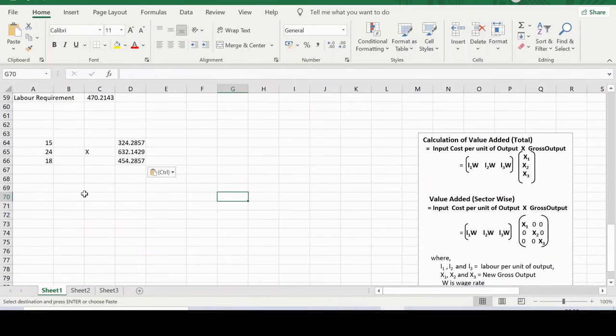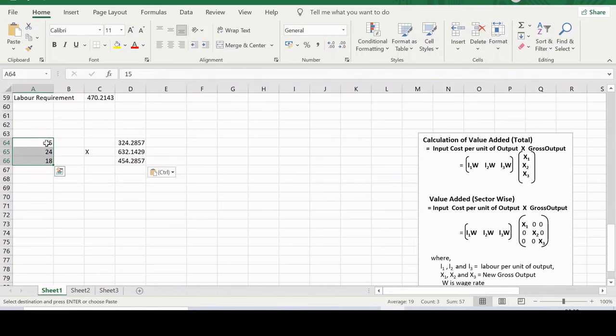So I have copied both the gross output as well as the labor cost per unit of output that we calculated earlier. Now for the calculation of the total value added, the first matrix is of order 1 by 3 and the second matrix is of order 3 by 1. So we need to make a change in this labor cost per unit of output, as it is right now of order 3 by 1.